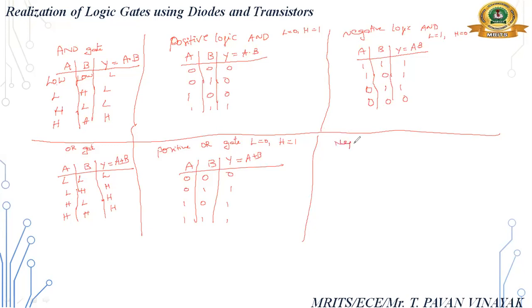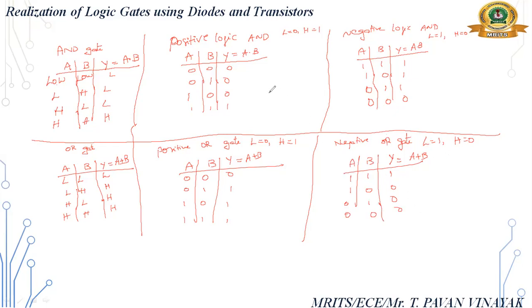Next, negative logic OR gate. What happens? L is equal to 1, H is equal to 0. So A, B, Y is equal to A plus B. Now prove: 1, 1, 1, 1, 0, 0, 0, 1, 0, 0, 0, 0. Right? This is the negative OR gate.